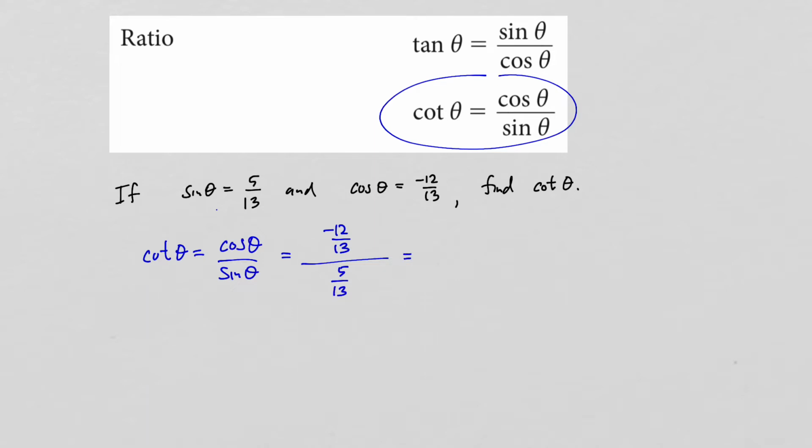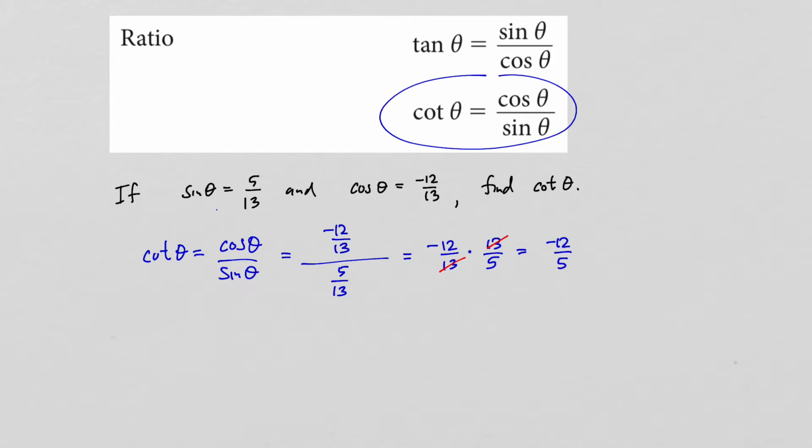And so once again, dividing fractions, we have negative 12 over 13 multiplied by 13 over 5. The 13's cancel, and this is equal to negative 12 over 5. So again, it's a pretty simple identity to use, at least in this regard.